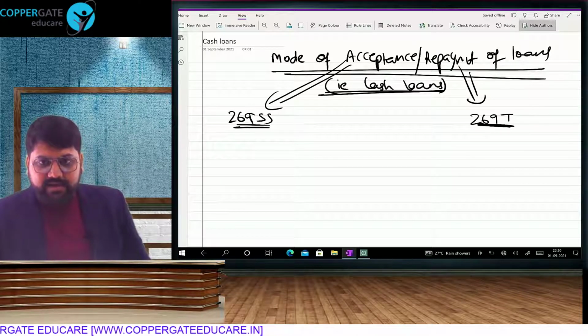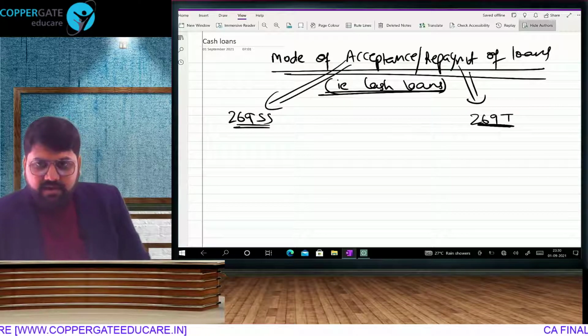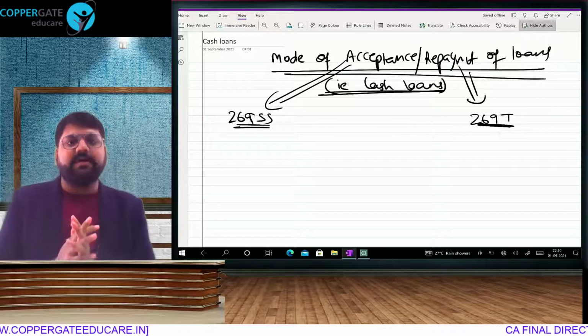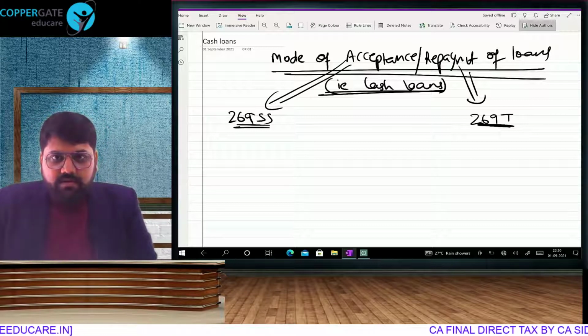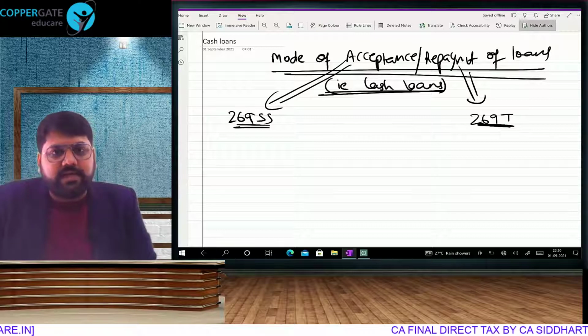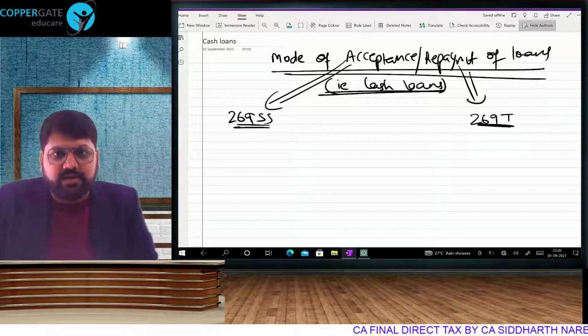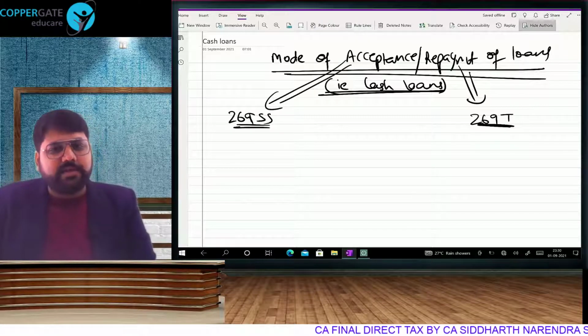Uneducated, illiterate relatives of yours will call it a raid. The word raid looks good only as long as you are watching an Ajay Devgan movie. In income tax, we call it search and seizure. It is not raid, it is search. Right now it is okay.